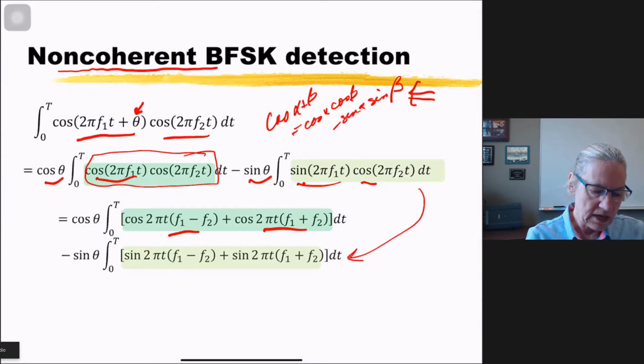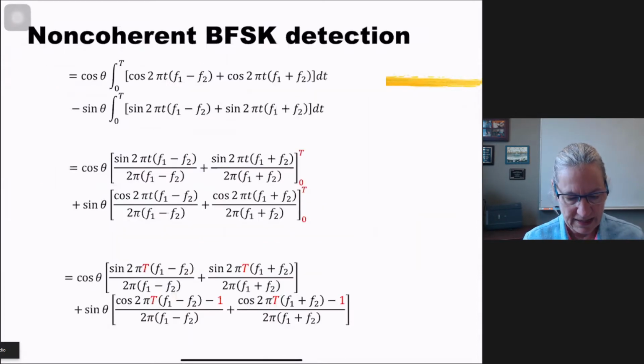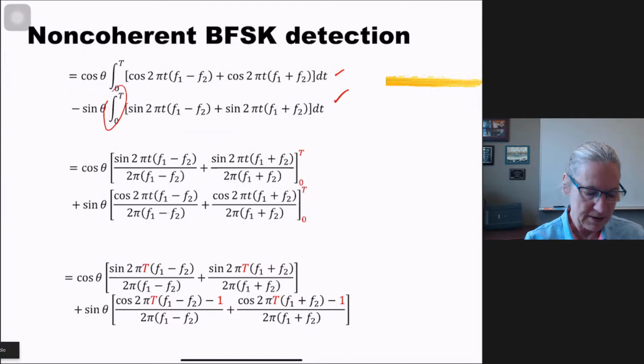So I start with the correlator for the non-coherent case, and I end up with these two relationships, cosine times an integral minus the sine times an integral. And let me just write that again. Those integrals, I just repeated up here. So what I'm going to do next is evaluate the integrals. I know that the integral of a sine is a cosine, the integral of cosine is a sine, and of course we're integrating with respect to t, so the other parts become the constants multiplying t, and of course I have to divide by those. So this is what we get for the integrals.